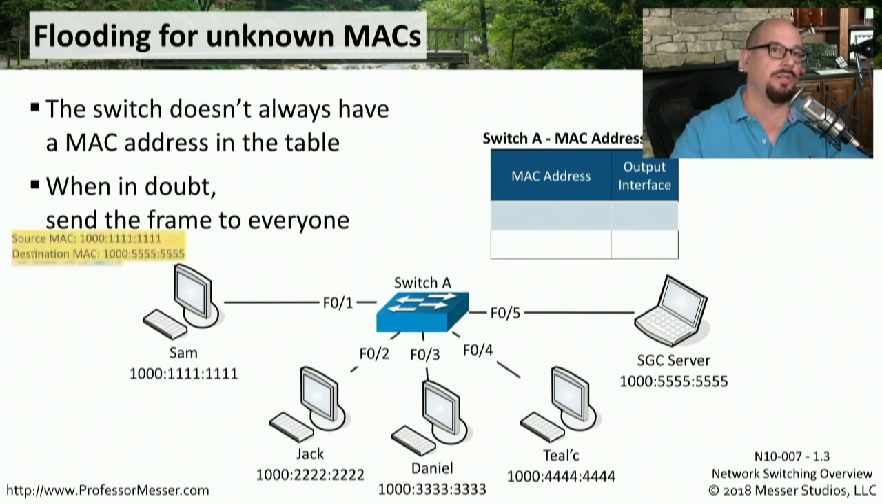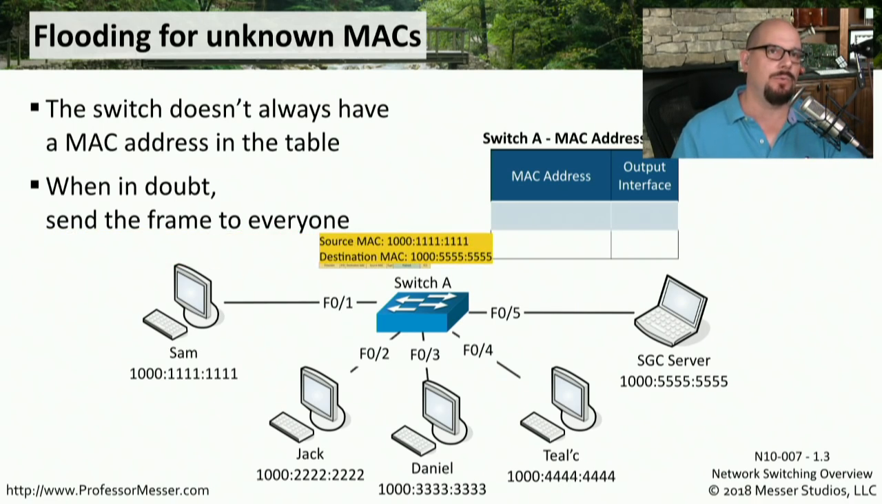The way this works, here's a good example of this. Let's say that Sam here is going to send a frame out, and the frame has a source MAC address associated with Sam, 1,000 and all ones. And you can see this frame has a destination MAC address of 1,000 and all fives. Now, if we look at our map, we can see that 1,000 and all fives is the SGC server. But the switch doesn't know that yet. The switch has a MAC address table that's completely empty, so that's not going to help.